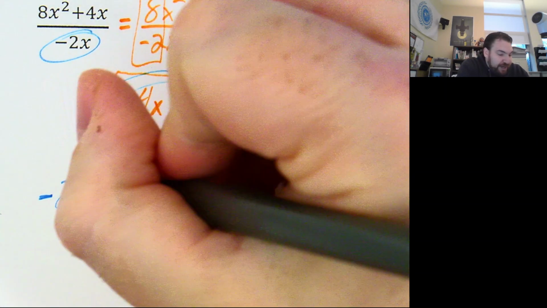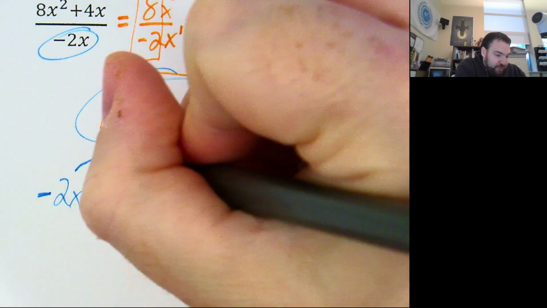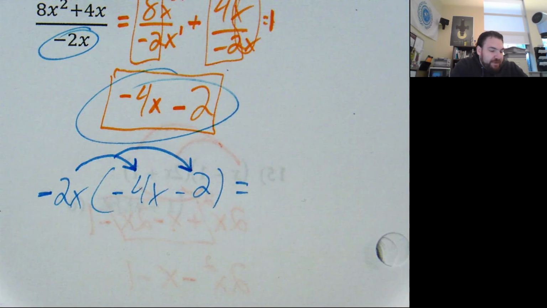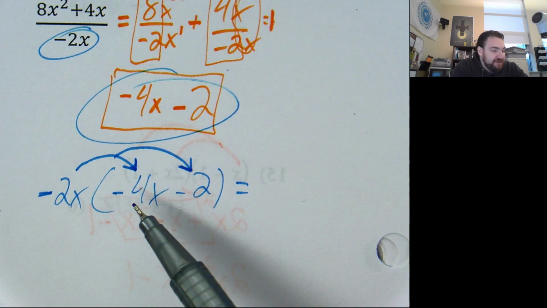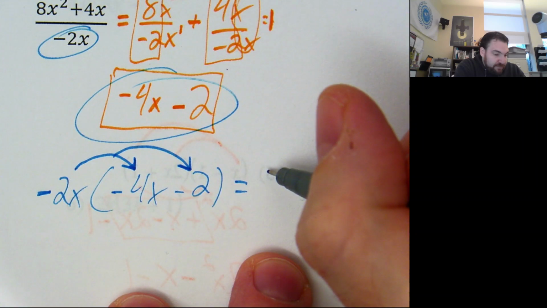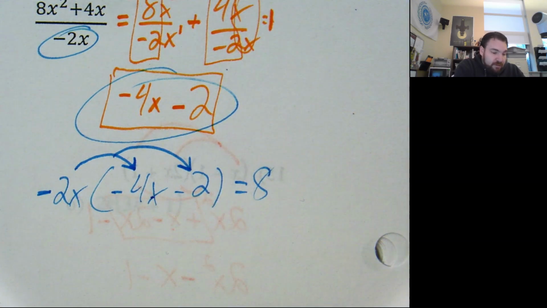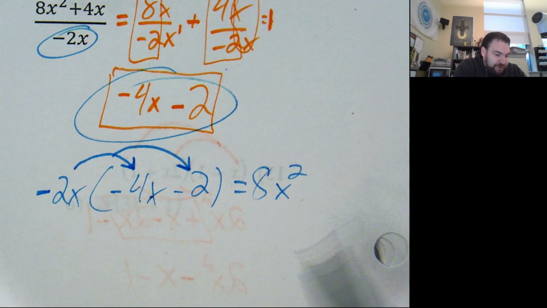So we're going to distribute it in. We need to make sure we distribute it onto both terms. What is -2x times -4x? Well, -2 times -4 is 8, and x times x is x squared. Cool, that's the first term done.